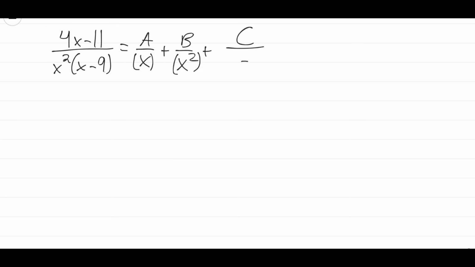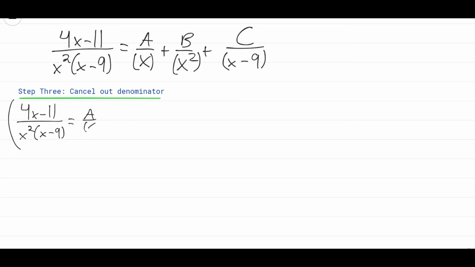So now that we have that, keep in mind this is what we decomposed it to: (4x - 11) over x squared (x - 9) equals a over x plus b over x squared plus c over x minus 9. Now we're going to cancel out the denominator so we can simplify this to one line. So let's go ahead and do that.